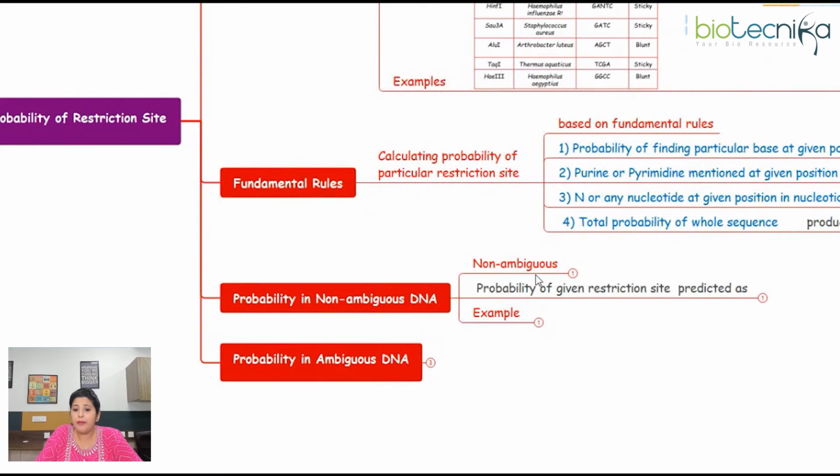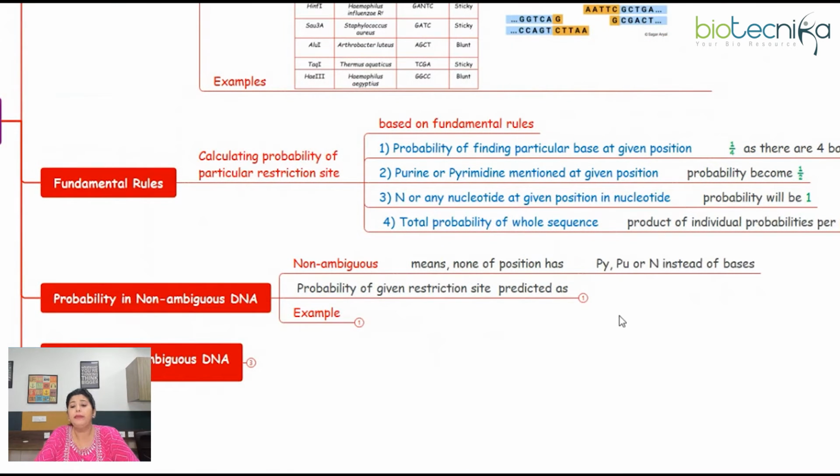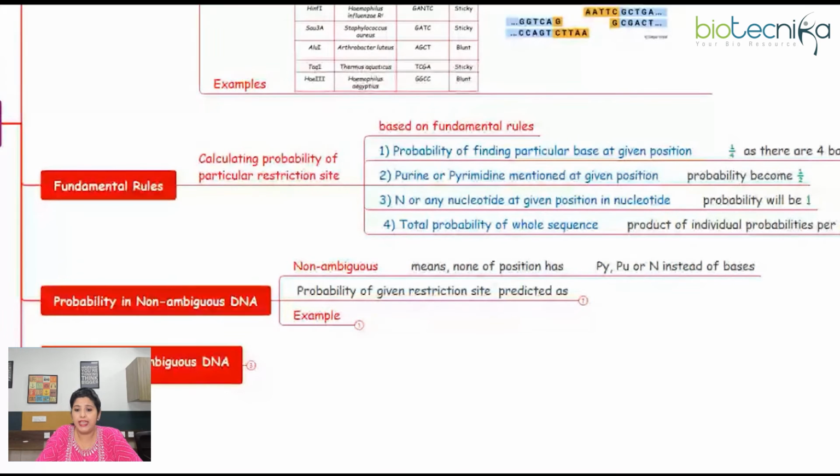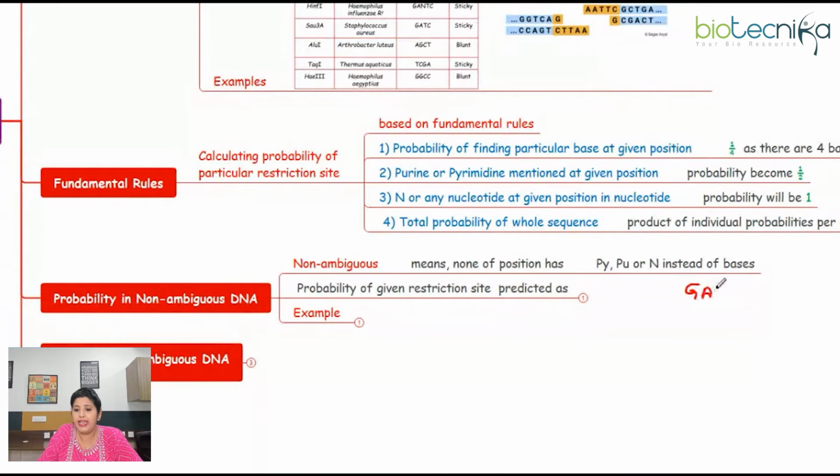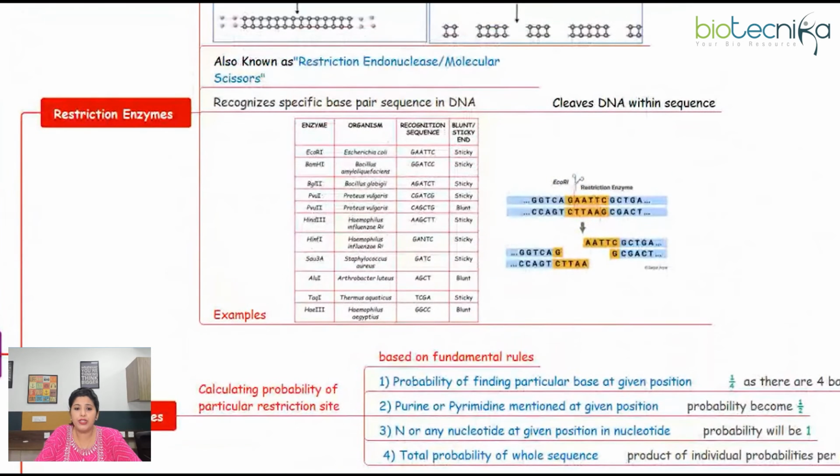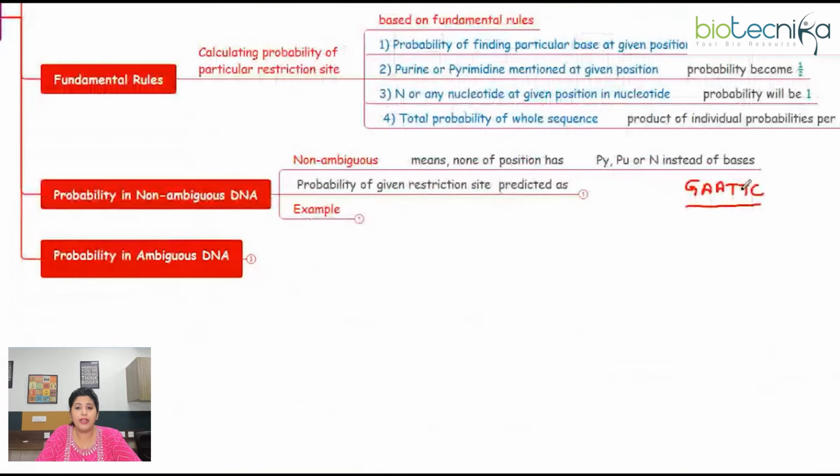When I say non-ambiguous, it means that none of the positions has purine, pyrimidine, or any nucleotide. So a clearly defined recognition sequence is mentioned to you. Let me take the example again, GAATTC, right? Here you can see this is a 6 base pair recognition sequence. Type 2 restriction endonuclease recognition sequences are either 6 base pair or 4 base pair, right? Here in the 6 base pair recognition sequence, no position of purine, pyrimidine, or N, that is any nucleotide, is mentioned, right? So it's a non-ambiguous sequence.